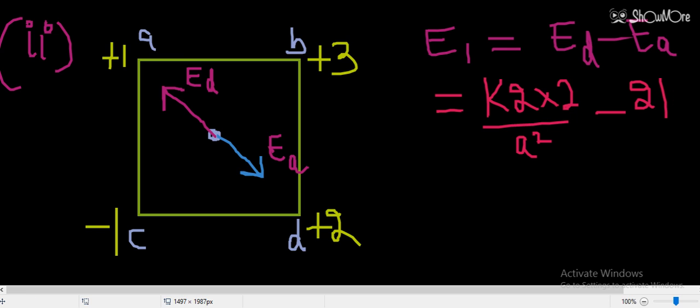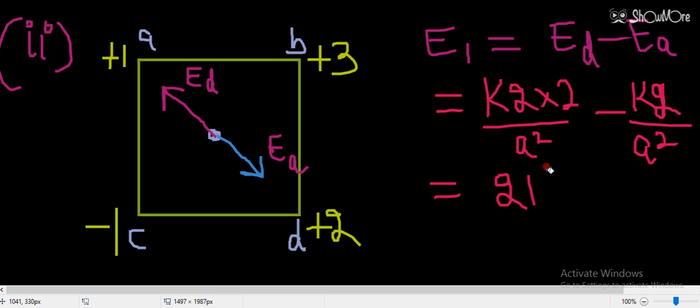Right here it is K only, because EA has the charge 1 coulomb. So K into 1 divided by A square by 2. So this is A square by 2. That 2 will go in the numerator. A square by 2 in the denominator, that 2 will go to the numerator, and the value of EA is finally equal to 4k minus 2k, that is 2k by A square.